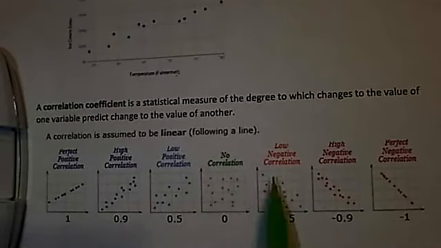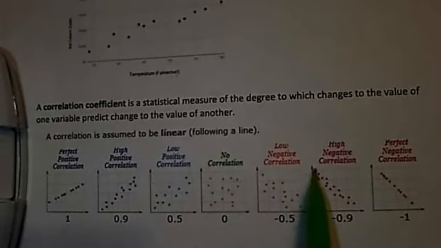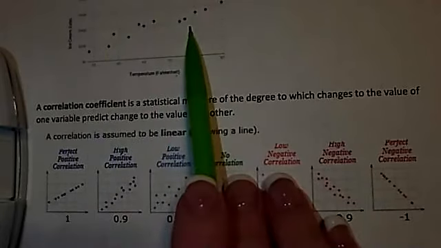Here's a negative 0.5, which just means a negative slope. It's a low correlation, but I can see that it's going to be negative. This one's a little bit closer, and that's a negative 0.9. And then a negative 1 is pretty much a linear line. So you could look at a graph and I would ask, what kind of correlation is it? Well, it's a high positive correlation. It looks pretty close, so this would be a high positive correlation.